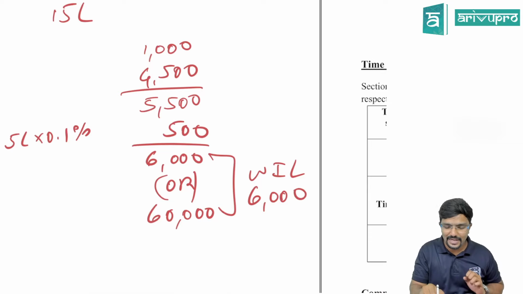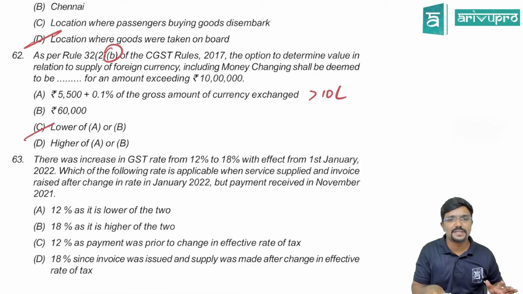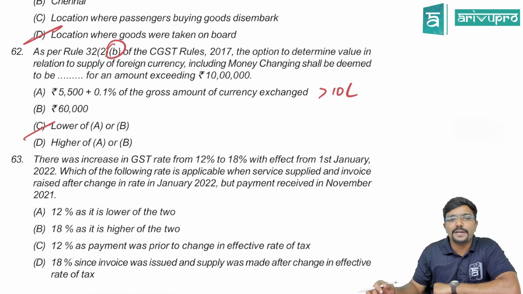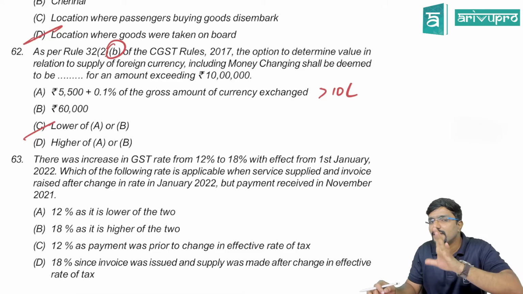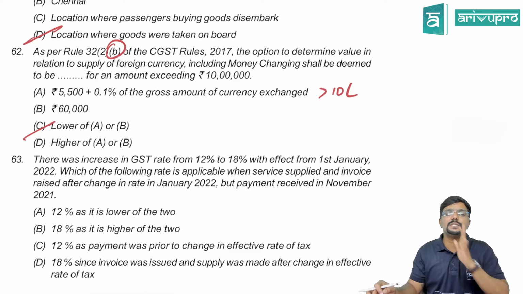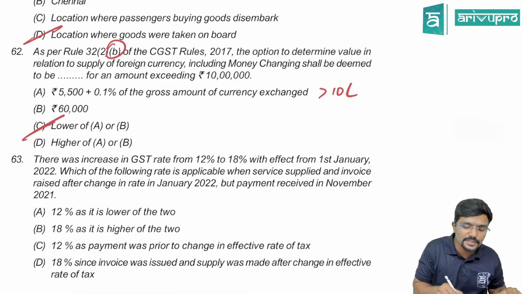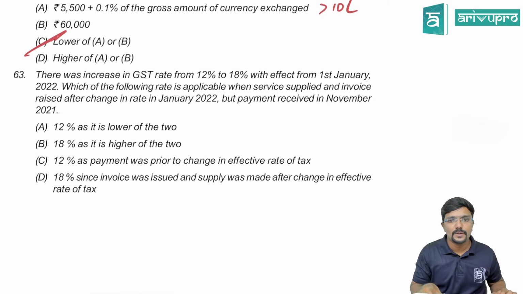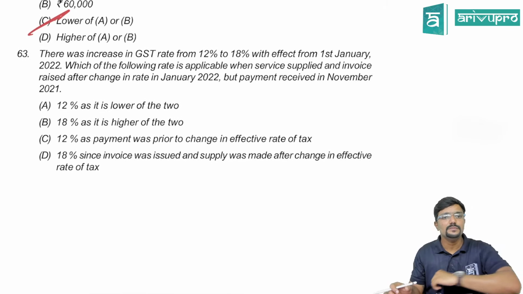So here they have not asked any calculation. It is a simple, straightforward theory question. So 5,500 plus 0.1% of gross amount of currency exchanged. This sentence is not complete. It should be in excess of 10 lakh or 60,000, whichever is lower. So the option is C, guys. The option is C. Okay, let's move ahead.